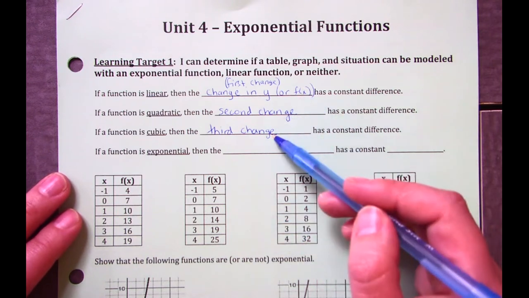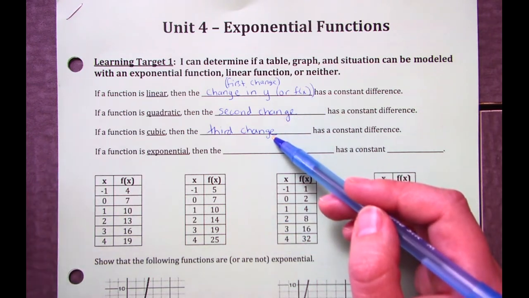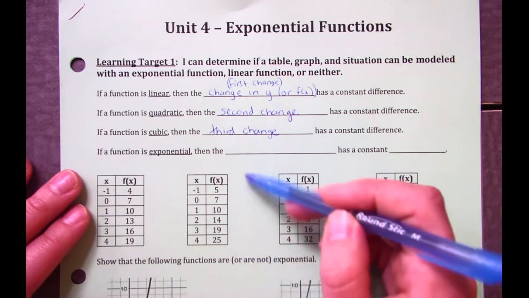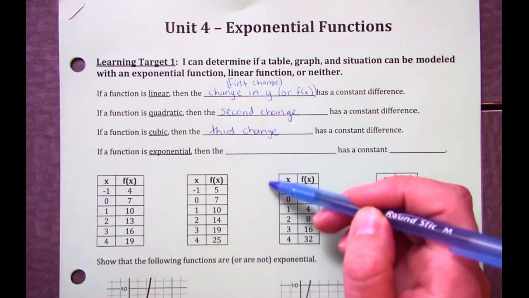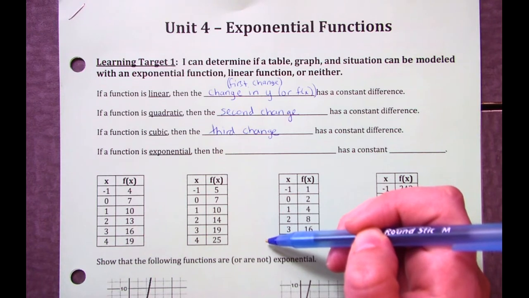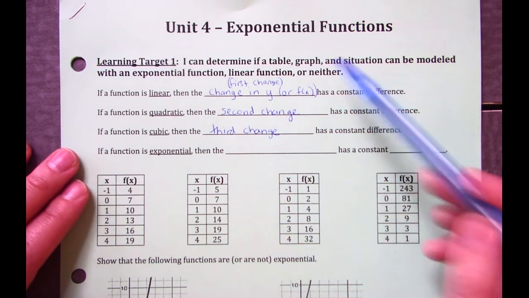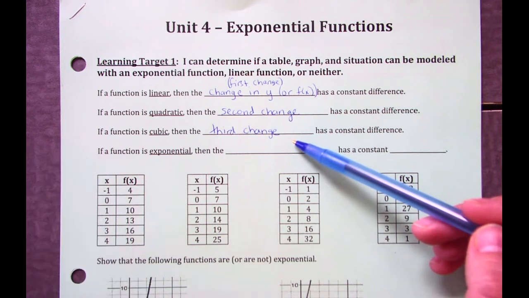And this pattern continues for all polynomial functions. If you need to keep taking the differences over and over again, and you get the same constant after the fifth time, then it's a fifth power function, a quintic function. Now, that's how it works for polynomial functions.